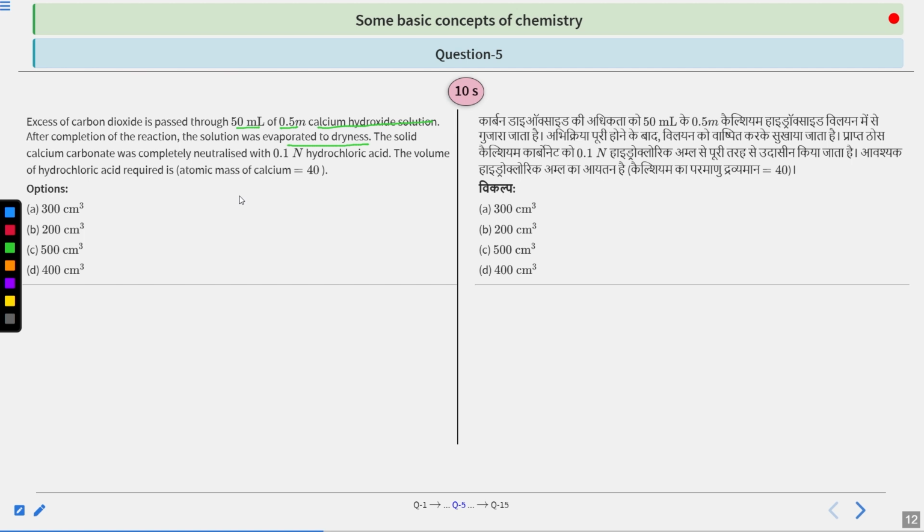The options are A, 300 cm³, B, 200 cm³, C, 500 cm³, and D, 400 cm³. You have 10 seconds to solve this question. Your time starts now.